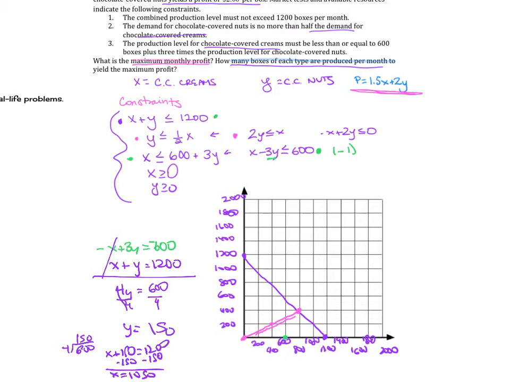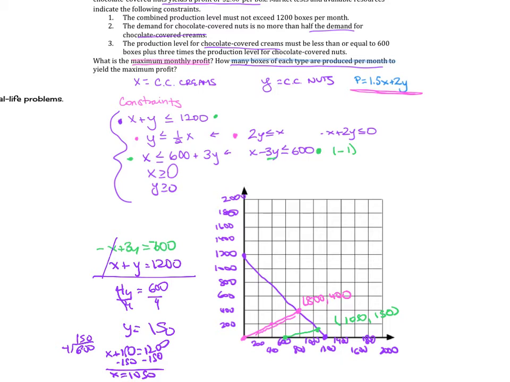So that is where it intersects, approximately right here, somewhere around here. So here is the line. More importantly, our vertex here is 1050, 150. Then we know this is at x is 800, y is 400.